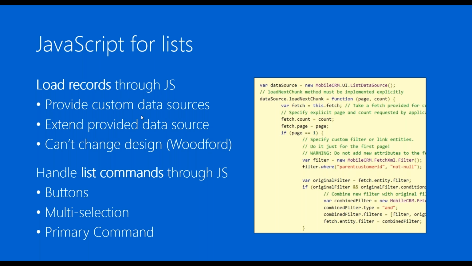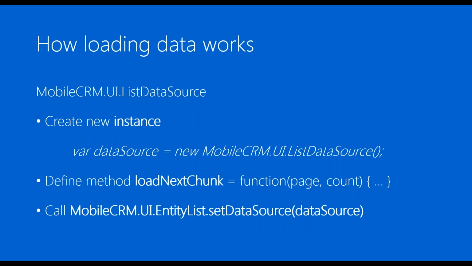Or you can capture the primary command on the view and process that as well. This probably requires a little explanation of how it works. There is a new class called list data source, and if you want to work with data on your view, you first have to create a new instance of the list data source, and in there define the method load next chunk. So basically this will define what data your view will get.